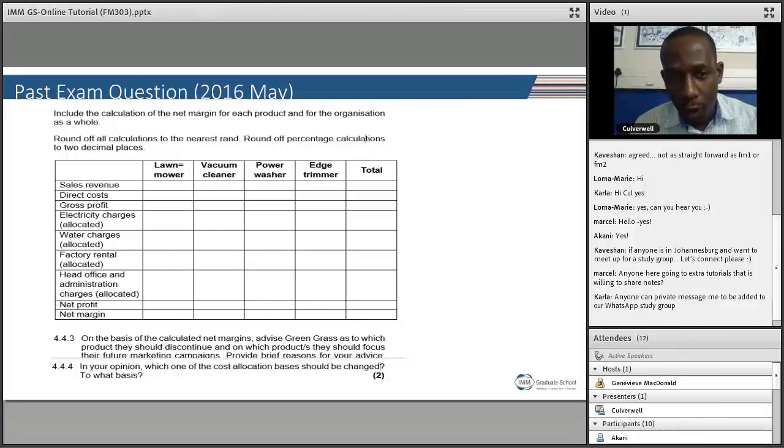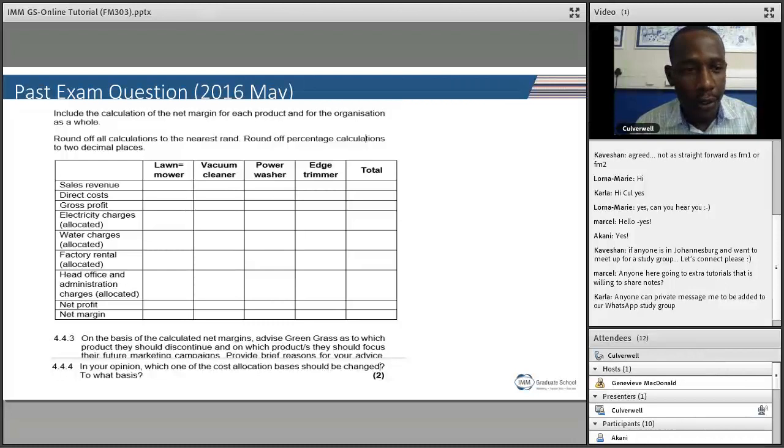So I want to move down with those two, lawnmower and your vacuum cleaner. You will do exactly the same for power washer. Get the concept and then you'll be able to apply that for the other two columns, because of time limitations. So that's how you calculate your sales revenue.